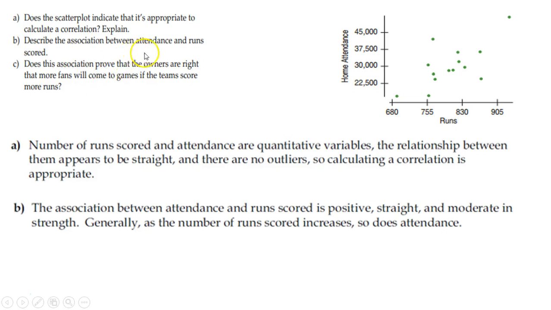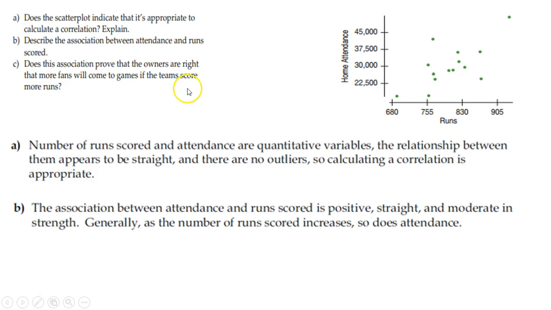Part B, though, describe the association between attendance and runs. The association between the attendance and runs scored, it does appear to be positive. As the runs go up, it does appear that there's more attendance. We don't have one of those too often fluke occurrences. I mean, right here could be it, and even right here might be it, but for the most part they seem to be pretty clustered in that way. So generally, as the number of runs scored increases, so does attendance. So there's an association between them. Notice the key word there.